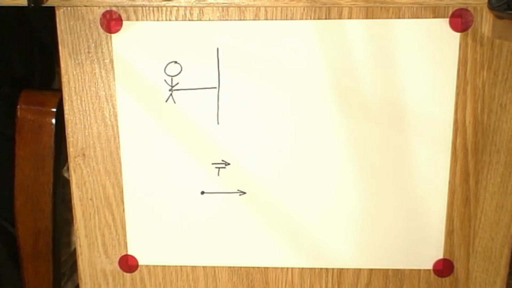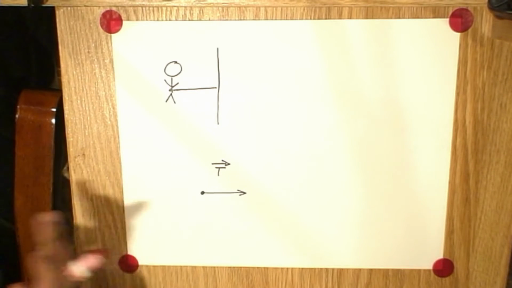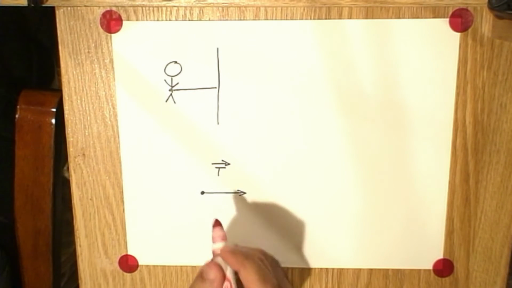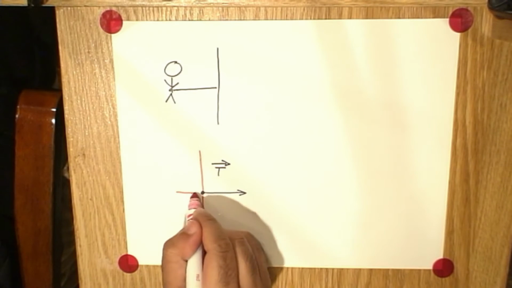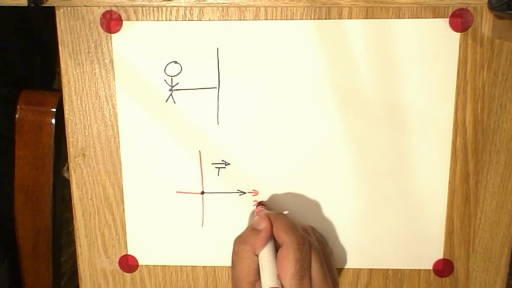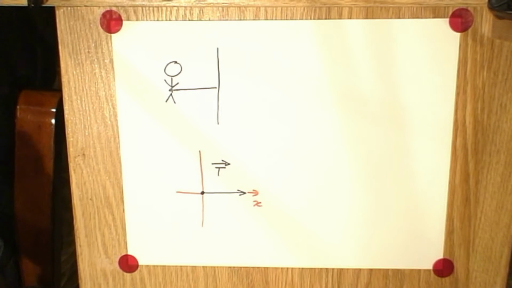Now, let us draw the free body diagram. Or rather, this is the free body diagram. Now let us draw the origin and axes. Origin always goes on the spot, and I'm going to set my axes so that positive x is in the same direction as the tension.